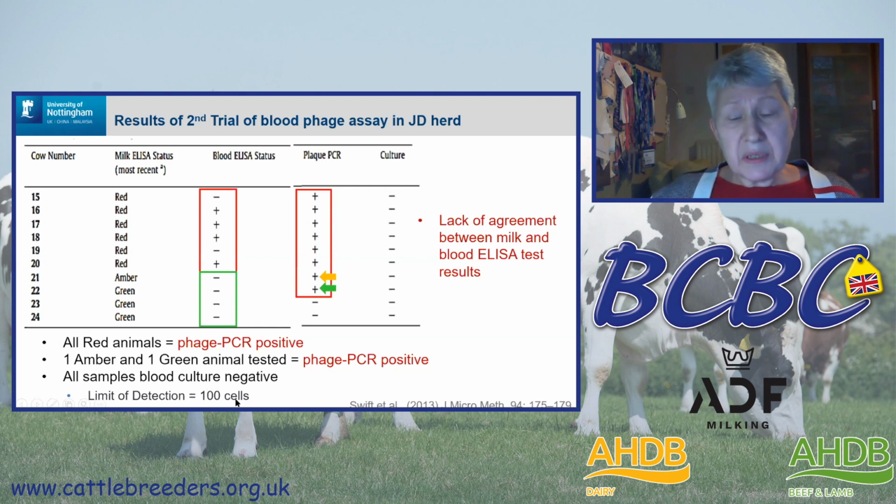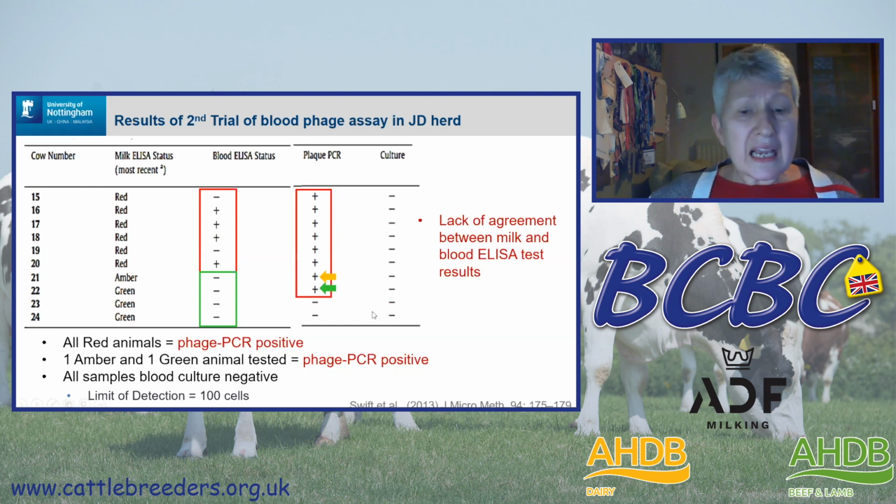but again, the limit of detection for culture, as I said, they're very difficult to grow in the lab, is about 100 cells. We were only detecting less than about 50 cells in a sample. It was very unlikely that these were going to be positive for culture based on those numbers.